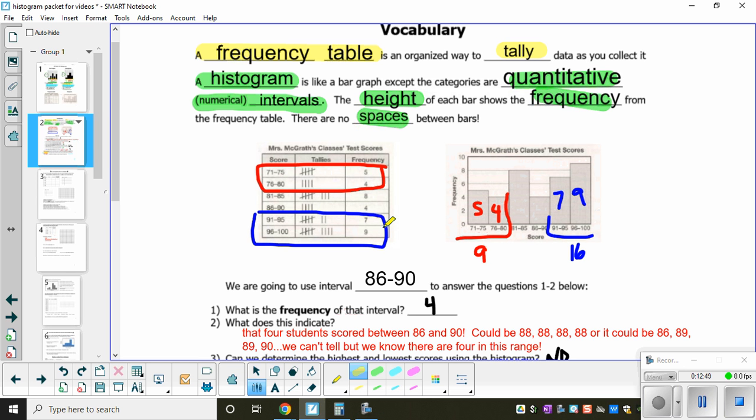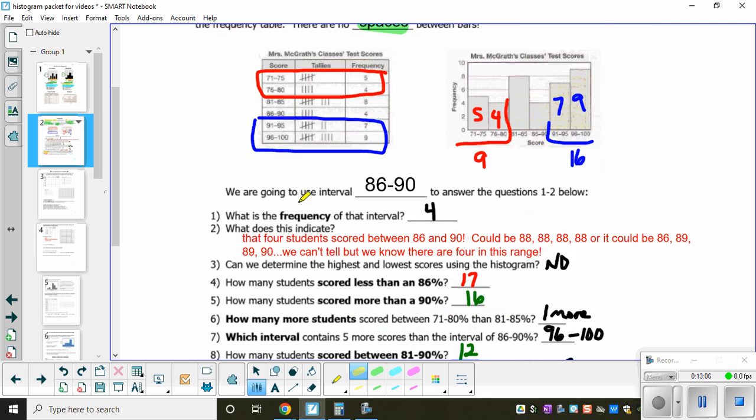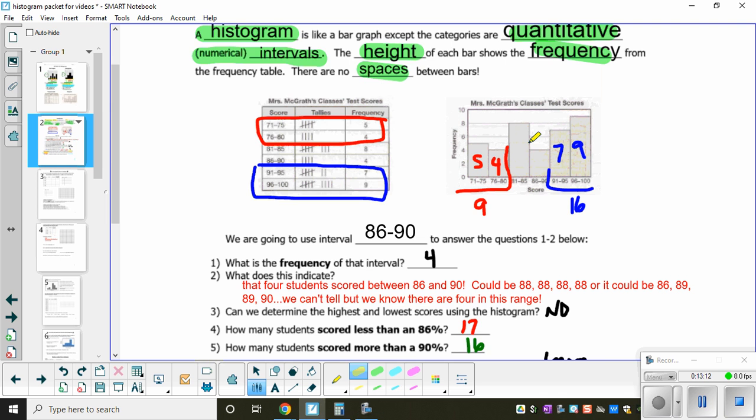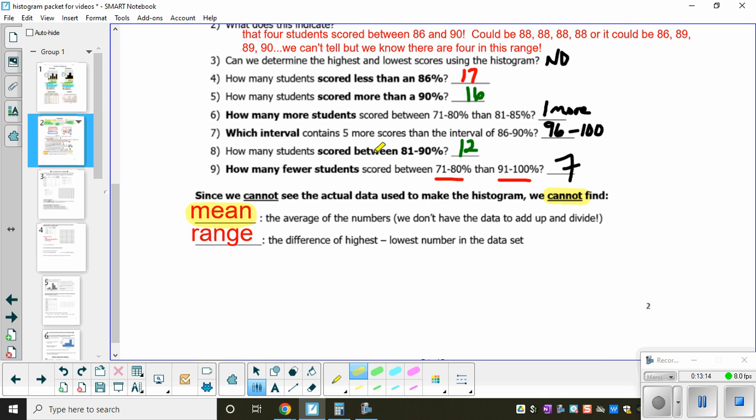So there are 37 test scores, but I don't know what the actual grades are to add them all up and divide by 37 to get a class average. Once again, I know that 8 people scored somewhere in here, but I don't know what their actual grades were to actually add them up and divide. So I cannot find the average or the mean looking at a frequency table or a histogram. We cannot find the mean.